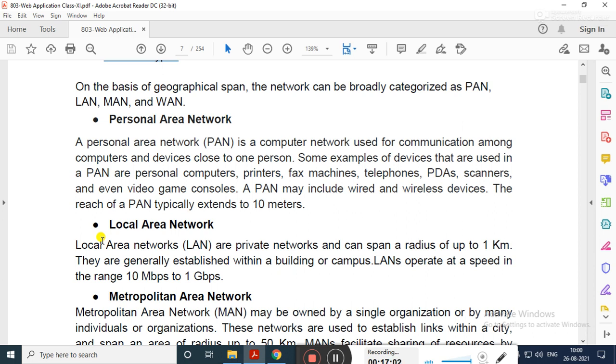So a personal area network is a network used for communication among computers and devices close to one person. Remember this line, this is important: close to one person. So it is limited. Your telephone, your printer, your computer, only one person will access them.